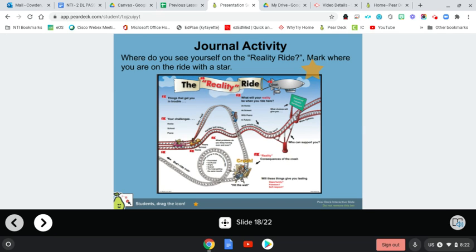Okay, so after you've written your definition, on this slide, you're just going to drag the star to where you think you are on one of these roller coasters. How is your life going? Are you up here at the top? Are you going down the bottom? Are you on the slow and steady one, heading to where you want to go? Or are you stuck in a loop and you keep doing the same thing over and over again?